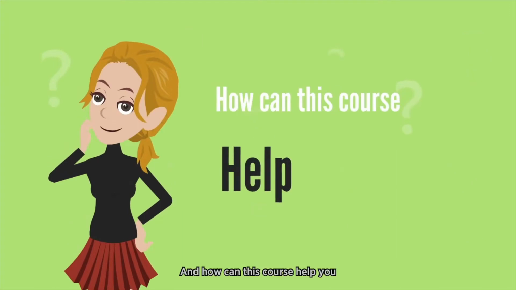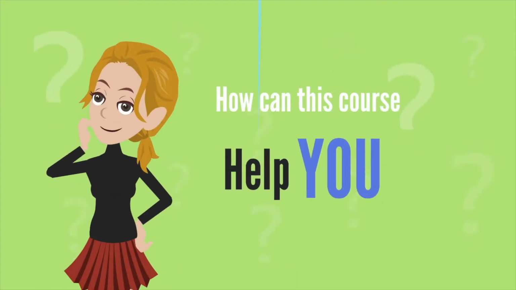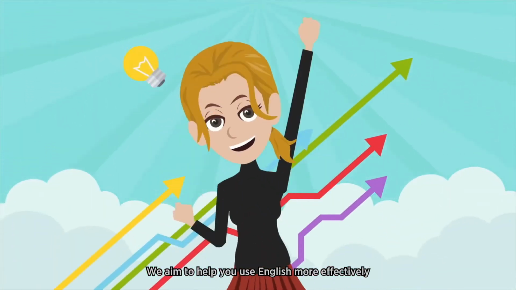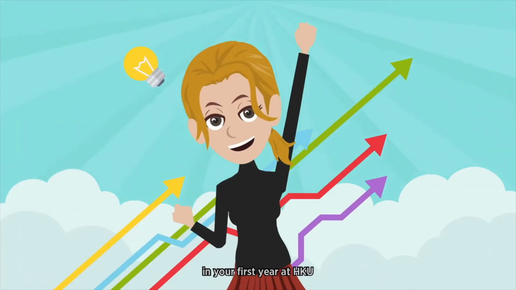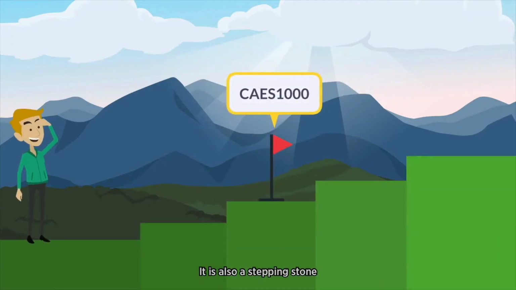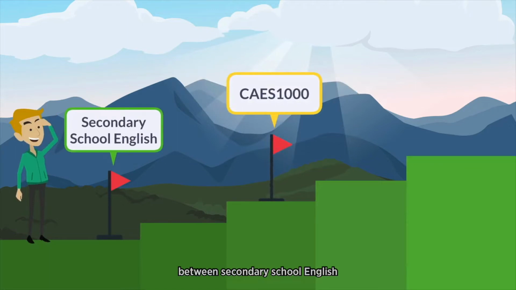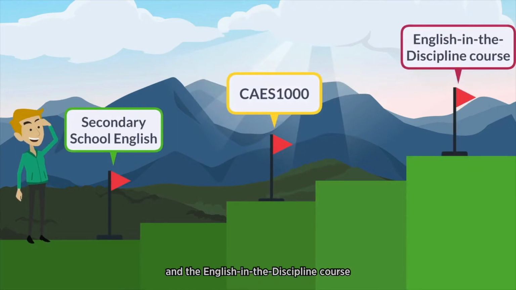And how can this course help you? We aim to help you use English more effectively in your first year at Hong Kong U. It's also a stepping stone between secondary school English and the English in the discipline course you will need to do in your senior years.